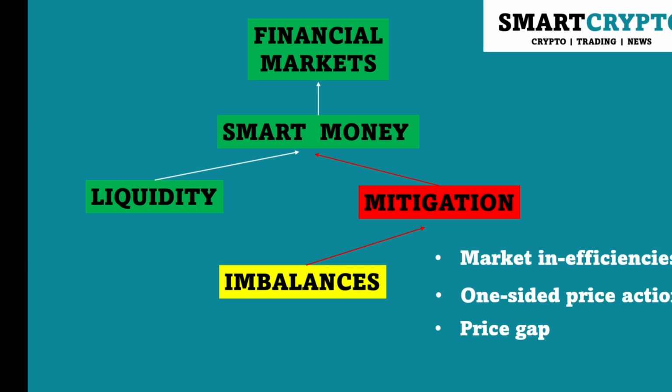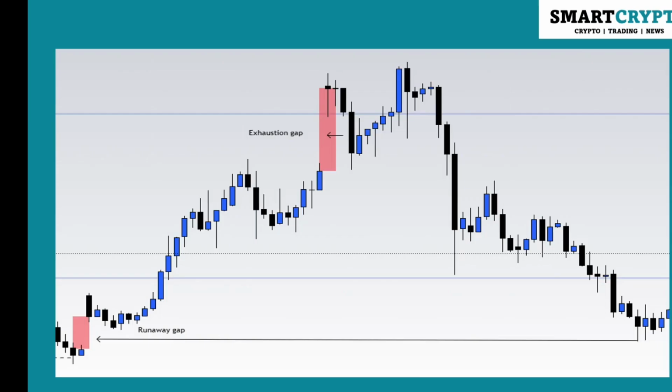Gaps typically occur when a piece of news or an event causes a flood of buyers or sellers into the asset. It results in the price opening significantly higher or lower than the previous period closing price. In the following example, you can see two types of gaps: an exhaustion gap, which is filled quickly, and a runaway gap, which is filled much later.